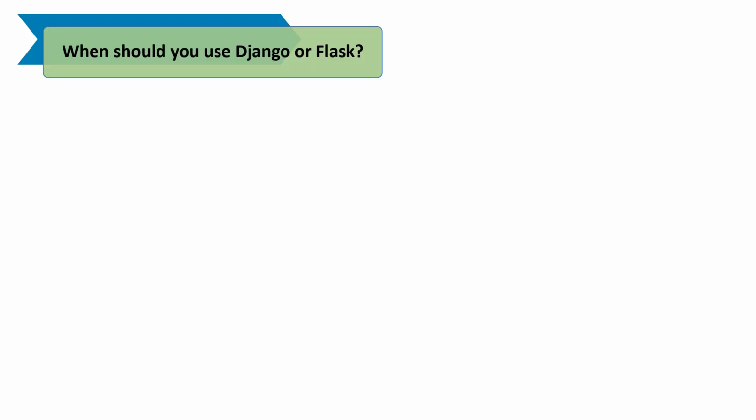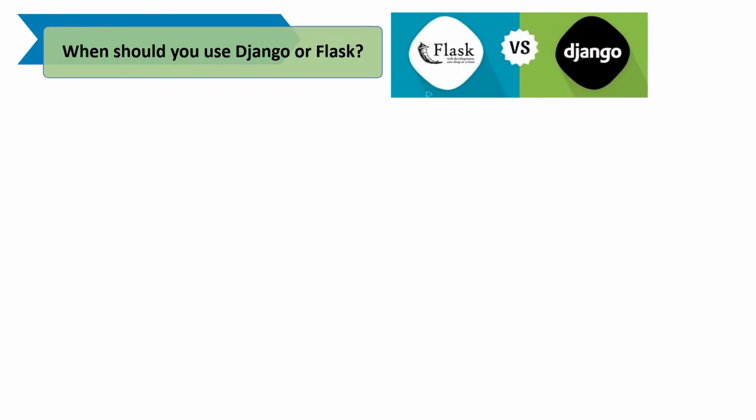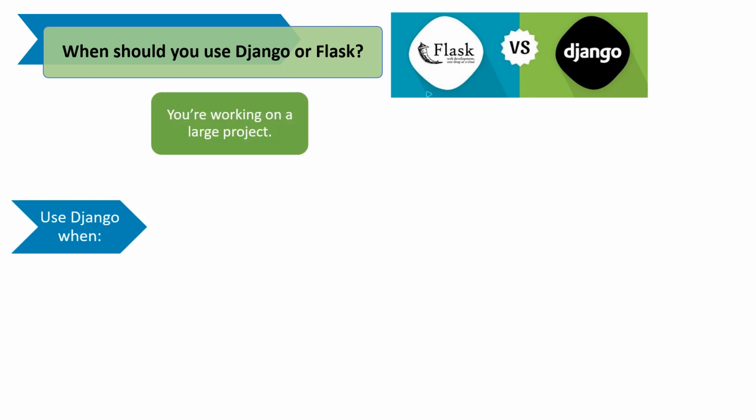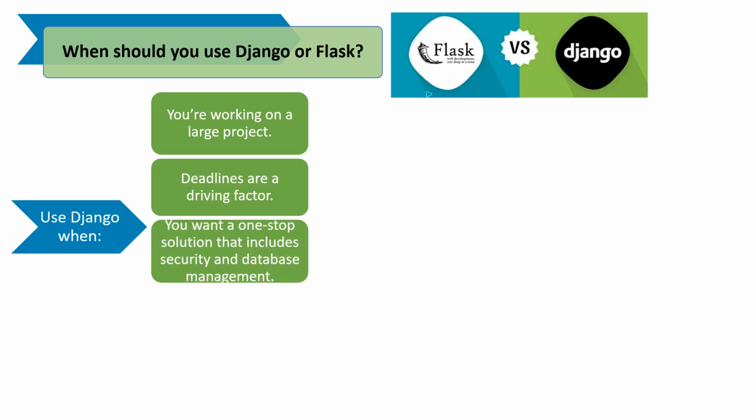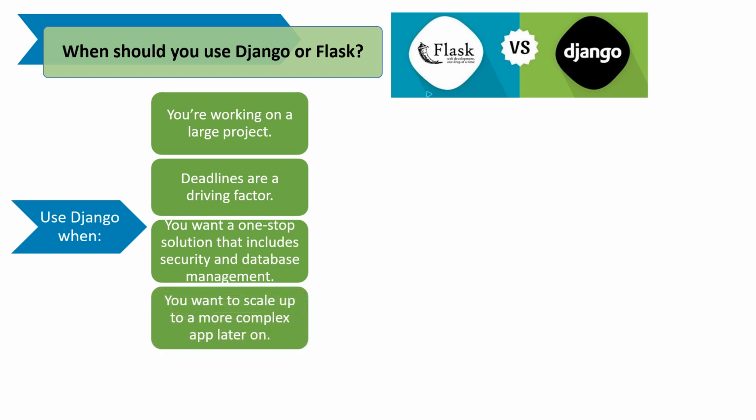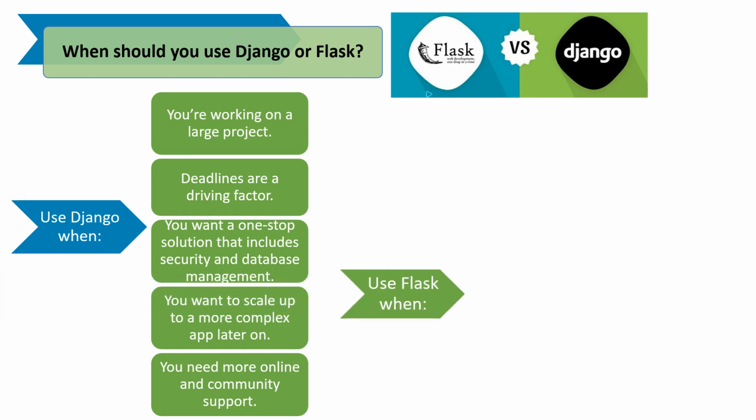Now we can see which one you should use. You can use Django when you are working on a large project and your deadlines are a driving factor. You want a one-stop solution that includes security and database management. And when you want to scale up to a more complex app later on, or you need more online and community support. So when you have these scenarios, you can go for Django.